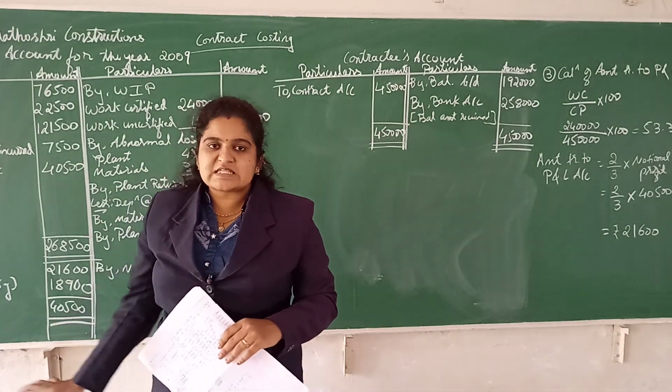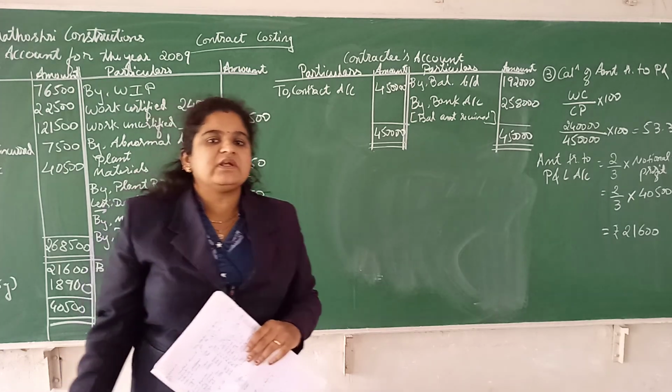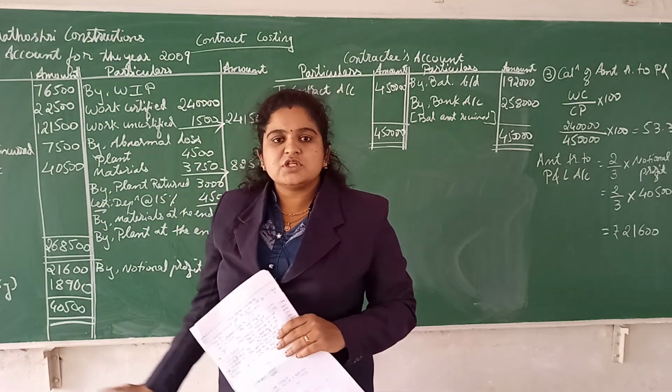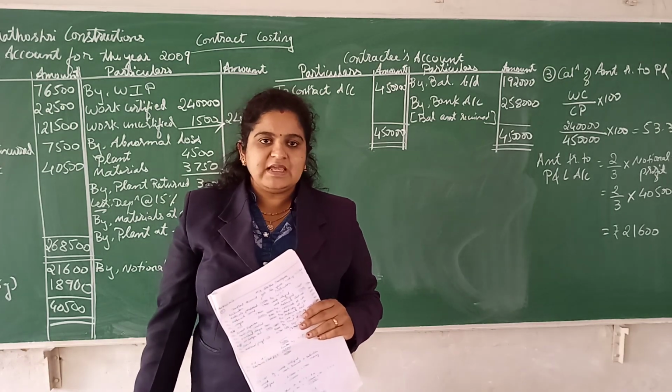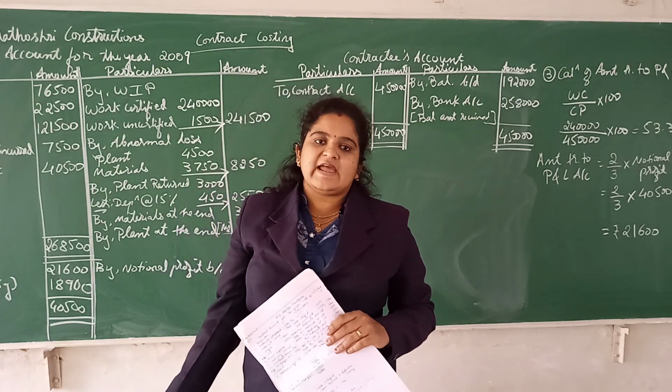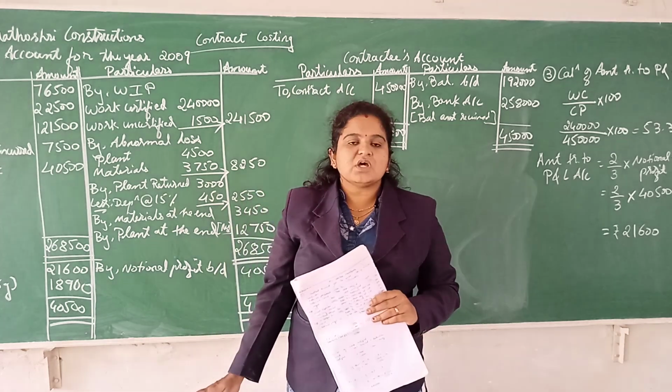So, this is 15 marks problem which has appeared in 2017 question paper. Hope so this problem is clear. In my next class, we will be solving another problem on contract costing from the year 2018.